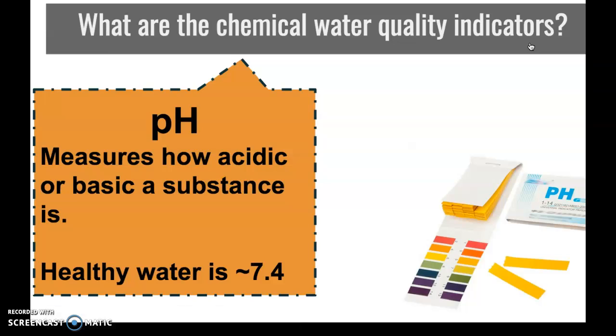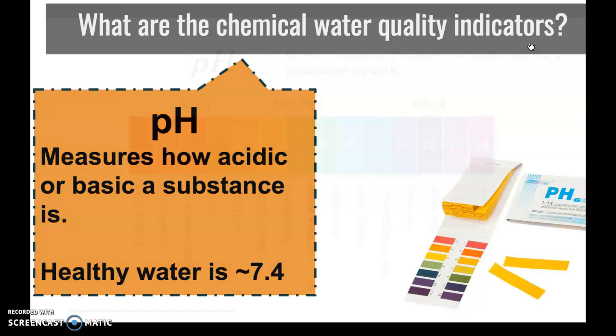Healthy water is about 7.4 on the pH scale, just a little bit basic. Remember, 7 is exactly neutral. Pure water will be a 7 pH. The more acidic the water is, generally the less healthy the water is. So you could say that a very acidic lake or body of water is not that healthy. It doesn't indicate or show good water quality.